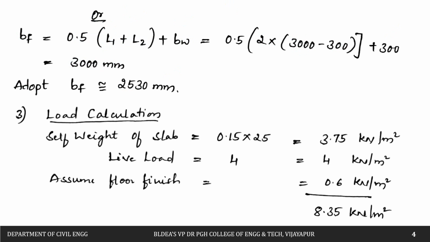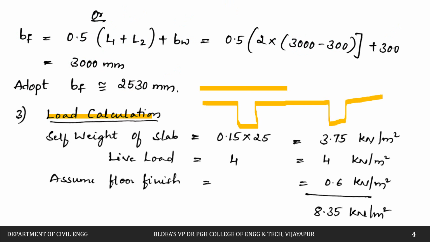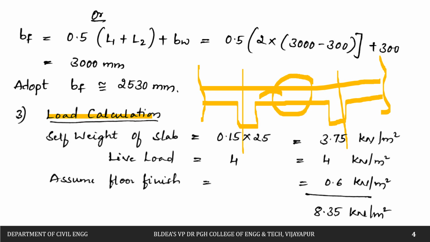Then next we'll go with the load calculation. When we have two beams, for example if this is the beam we have, this is a continuation part I'll show. Then next we are talking about this beam and this beam. Whenever you want to design this beam, we have to calculate the load coming from this slab that will be transferred to this beam.